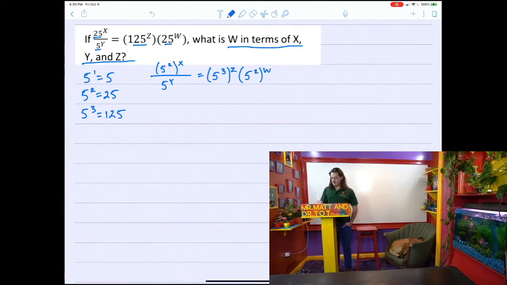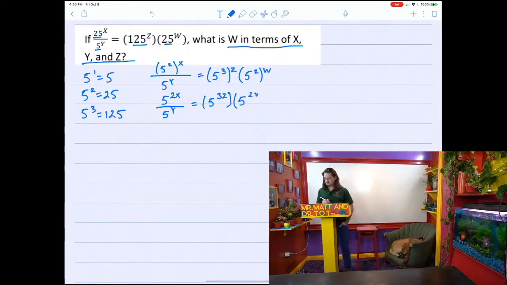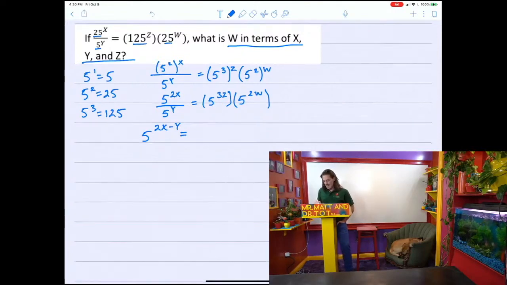So this simplifies into 5 to the 2x power over 5 to the y power is equal to 5 to the 3z power times 5 to the 2w power. Now on the left-hand side, I have common bases raised to exponents, and I'm dividing, so I can keep the base and subtract the exponents. So this is 5 raised to the 2x minus y power. And I can set that equal to the right side, where I have common bases raised to exponents and I'm multiplying, so I can keep the base and add the exponents, 3z plus 2w.